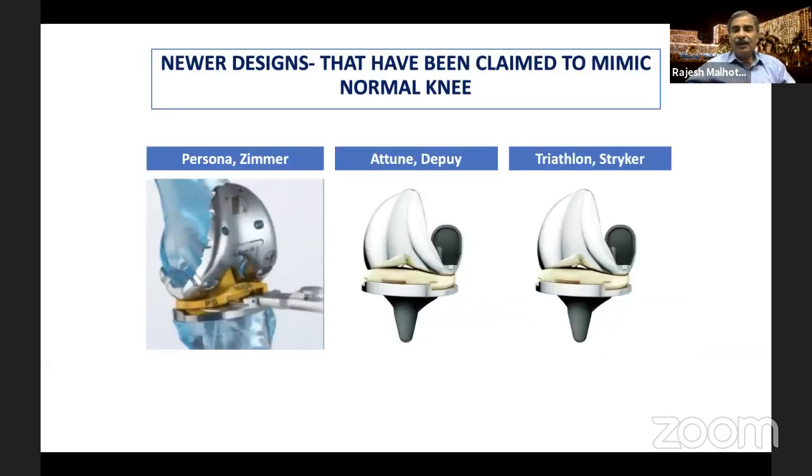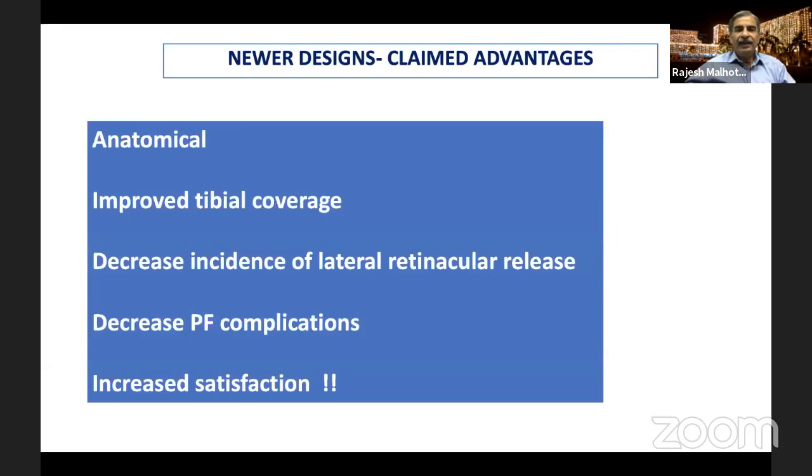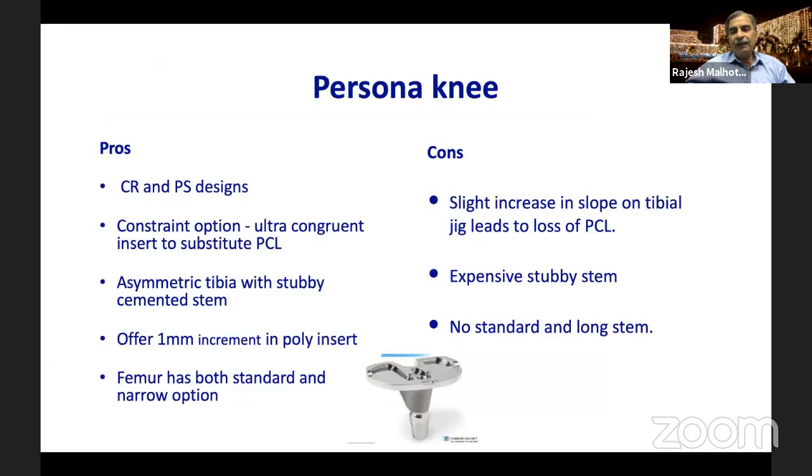Now, there are certain newer designs which have been claimed to mimic the normal knee, like Persona by Attune or Triathlon by Stryker. And their claimed advantages are they are anatomical, they improve tibial coverage, decrease incidence of lateral releases, decrease patellofemoral complications, and increase satisfaction. Those are the factors which the companies will play you around with the newer implants.